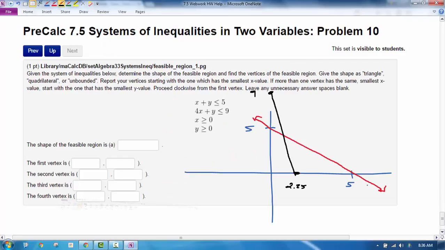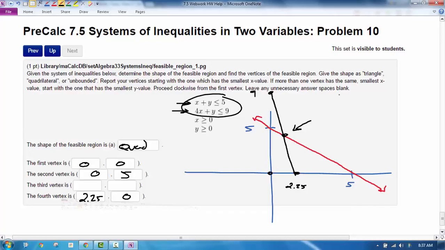And the last problem, when you graph the two lines, here's the red one, here's the black one. And that's a quadrilateral, obviously. And then it wants the vertices, so (0, 0). It says proceed clockwise from the first vertex, the smallest x value and the smallest y value. So that'd be (0, 0). And then if we're going to go clockwise, the next one would be (0, 5). The next one would be this intersection point. The last one would be (2.25, 0). This one's the hard one because you have to solve this system right there.